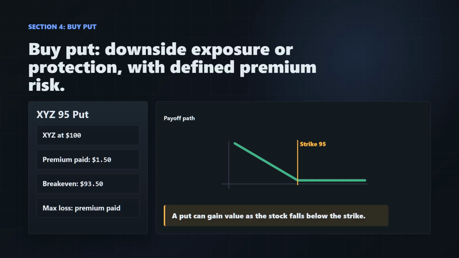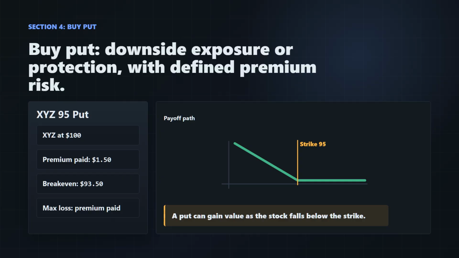Now put all 4 positions together. Buy call, right to buy, usually a bullish defined risk trade. Sell call, obligation to sell. Can be income-oriented, but uncovered risk can be very large. Buy put, right to sell, usually bearish or protective with defined risk. Sell put, obligation to buy, can be income-oriented or a stock entry strategy, but the downside can be significant.